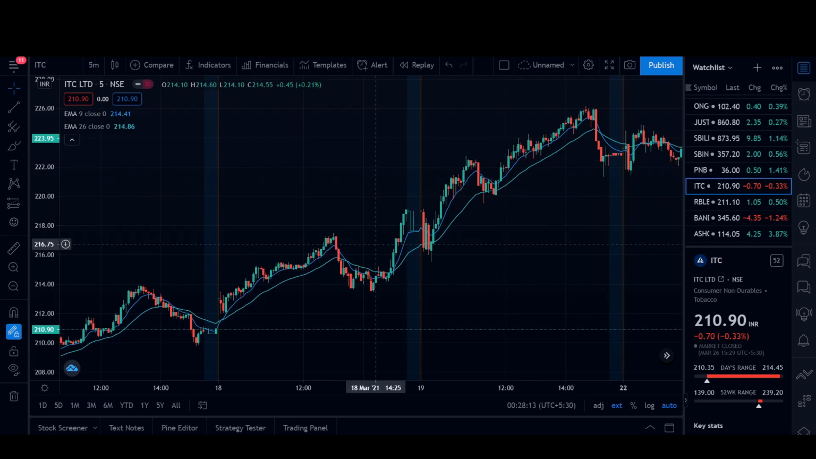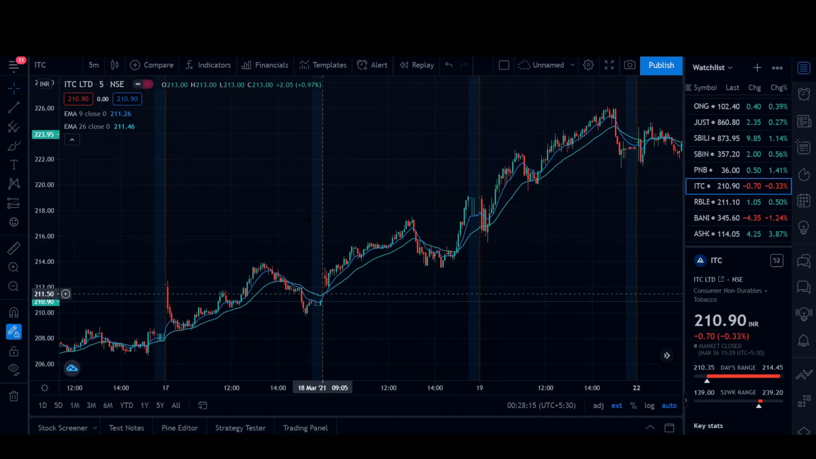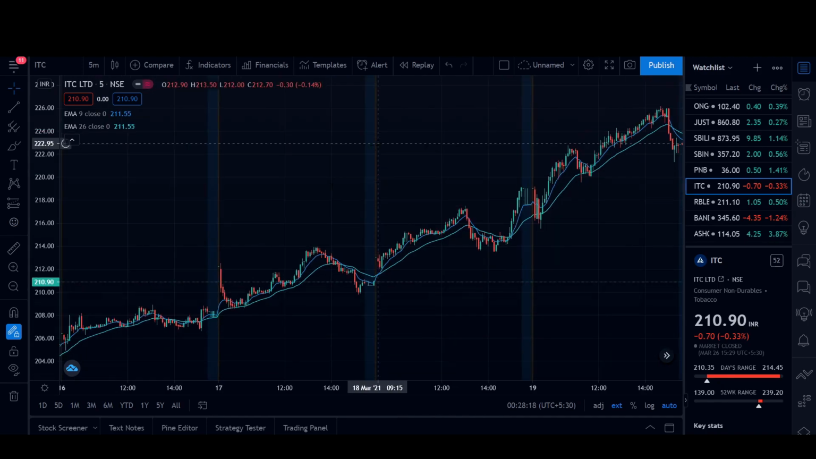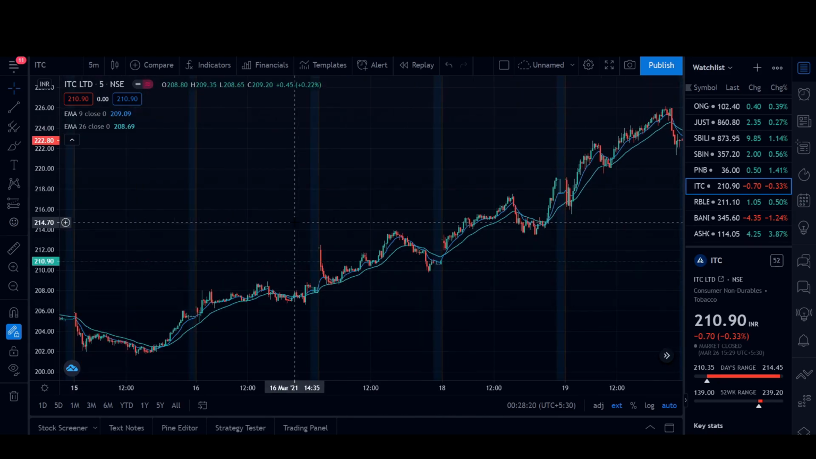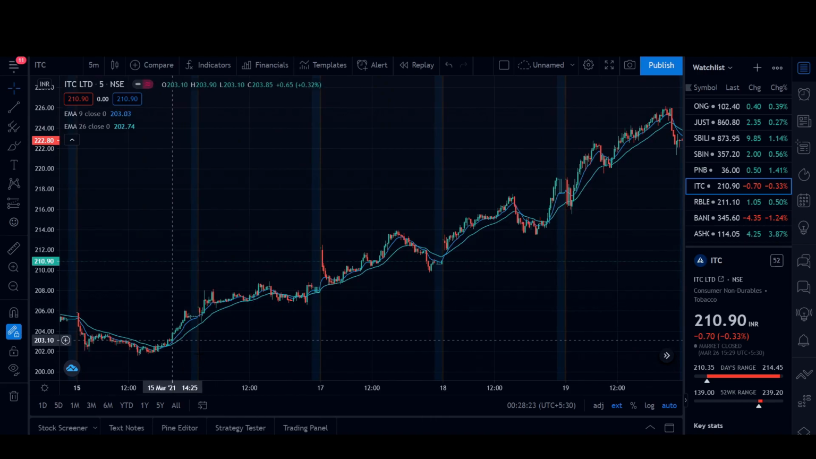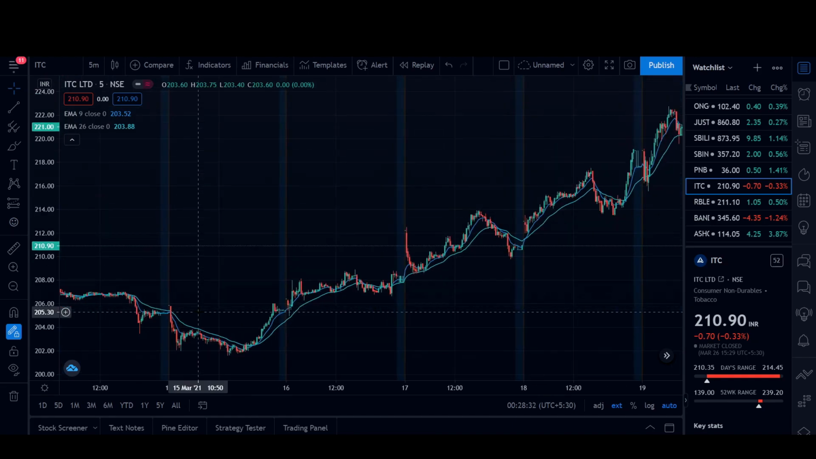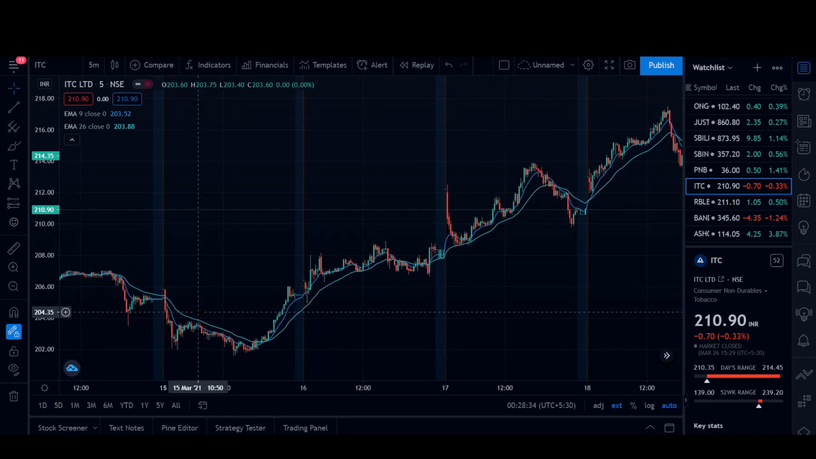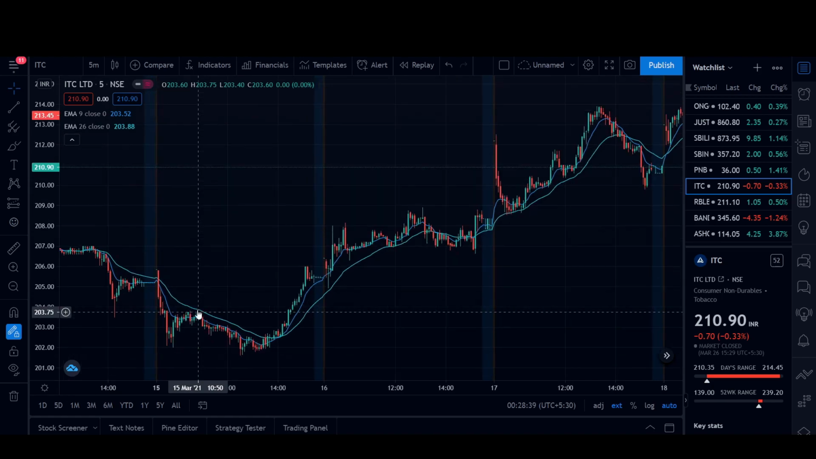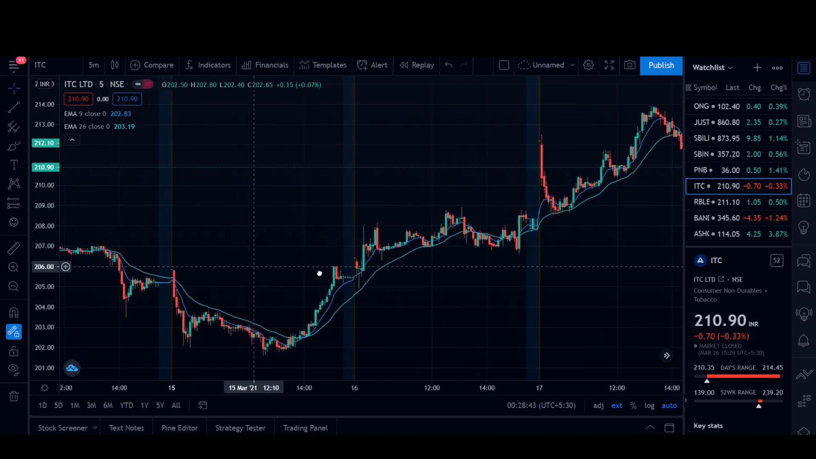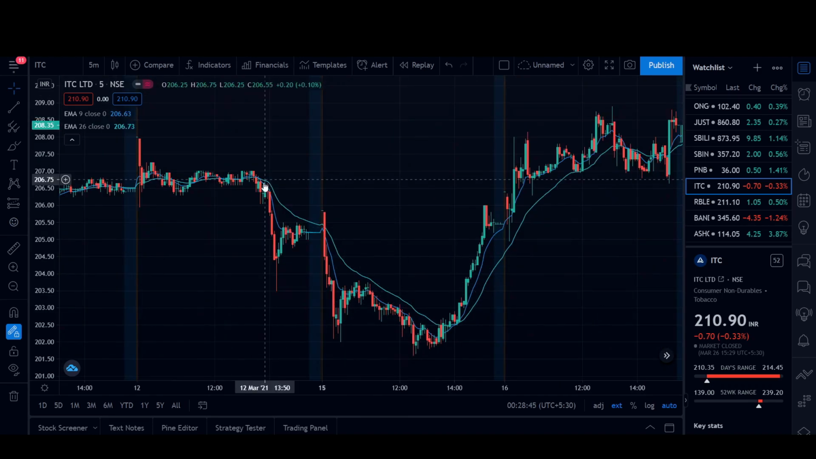So this is how the 9 and the 26 EMA crossovers work. It's a pretty good indicator. I mean, it's a pretty good strategy. I want you guys to backtest it. Backtesting is very important. Don't go and just put real money in it. That would be stupid. First, backtest it to see if it's working for you. Everybody has different targets in one day. So if it's working for your target, backtest it first, and then you put some real money.